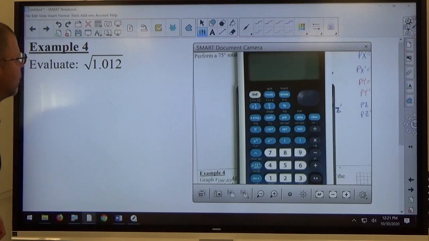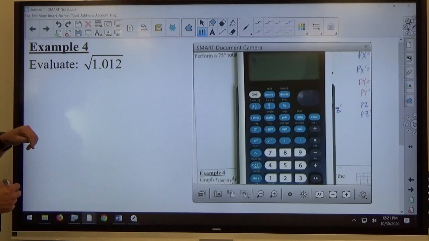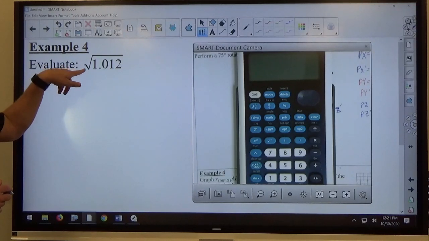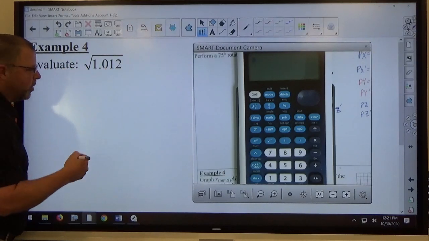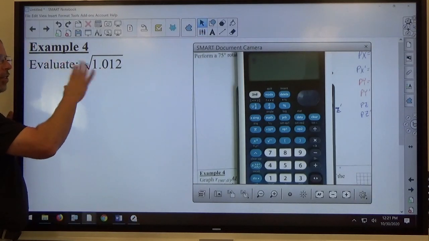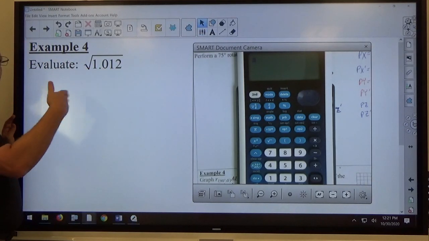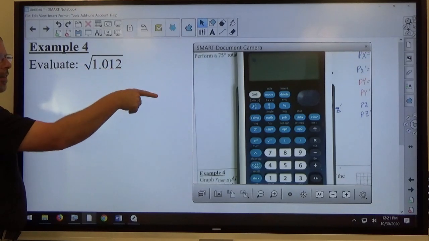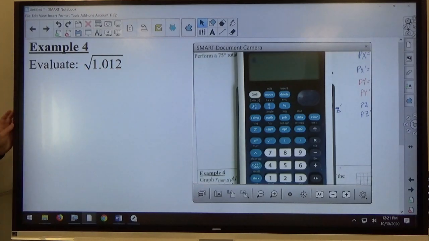Example 4: evaluate the square root of 1.012. Do as I wrote, not as I say: 1.012, 1 and 12 thousandths, is the actual number. This one just has one problem on it. There's no order of operations to handle. We're just trying to evaluate this. This is basically just, do we know how to use our calculator or not?